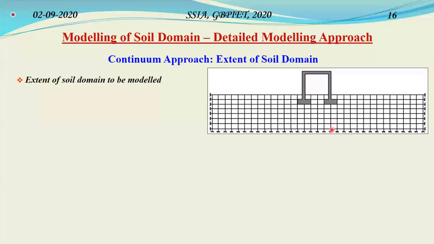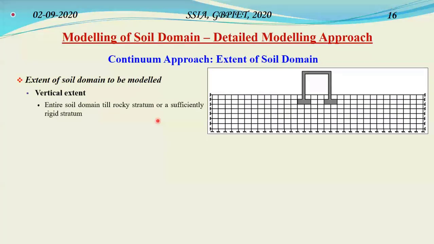So one way to find out is to do trial and error, and that may take ages to find out. So there are certain specific guidelines which are available in order to start your modeling. The vertical extent in general is taken entirely up to the rocky stratum if available, or a sufficiently rigid stratum.